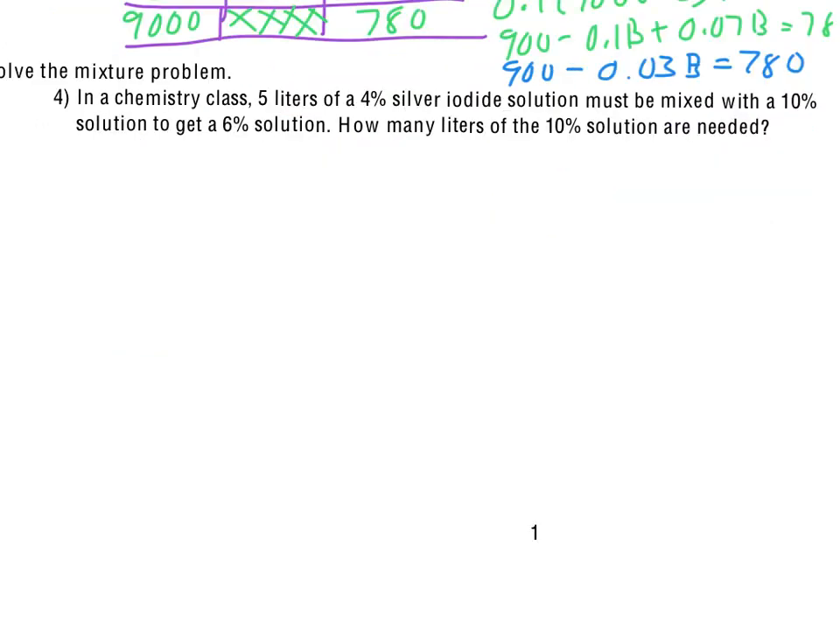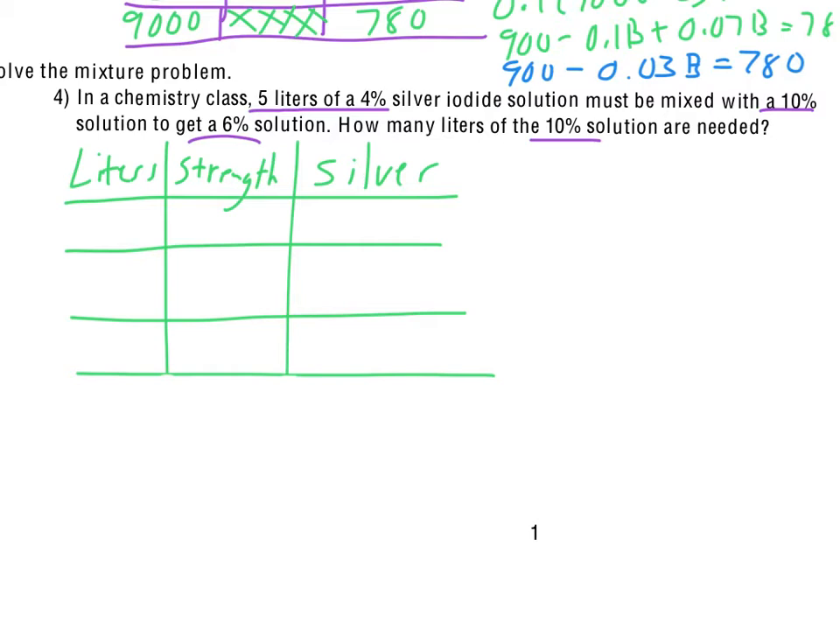For number 4, again, we've got the chemistry class mixing some stuff. We got 5 liters of 4% silver iodide solution. Going to mix that with a 10% solution. We want to get a 6% solution. How many liters of the 10% solution are needed? So again, I'm going to make a table so we can lay out that information.